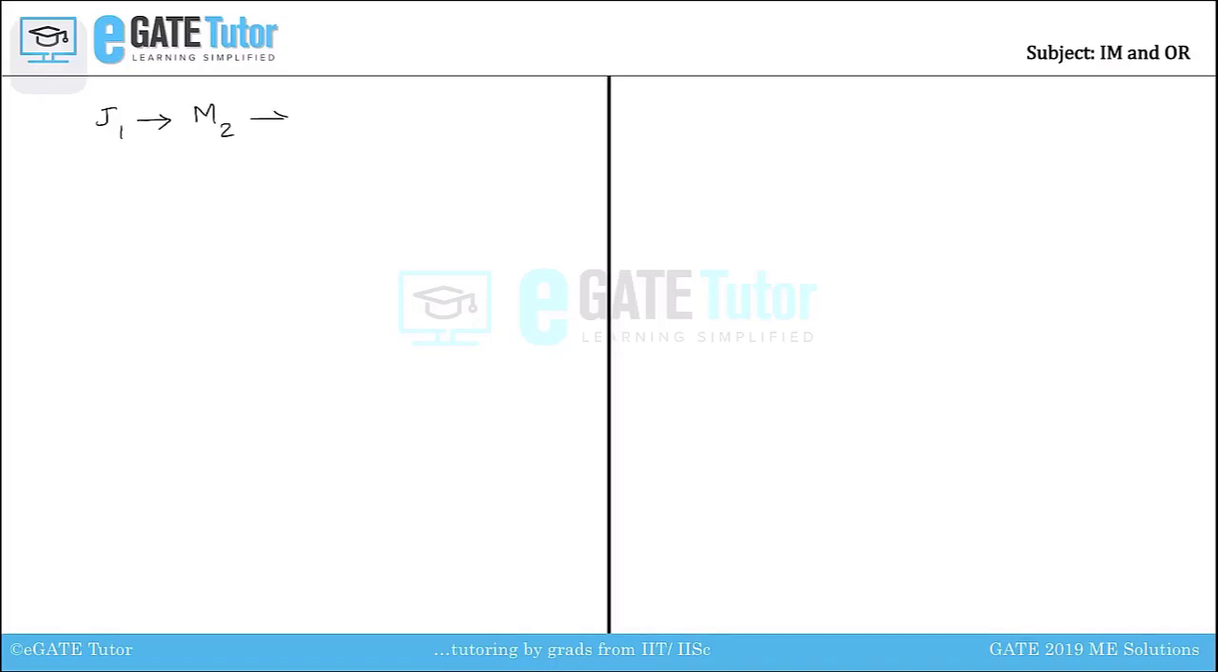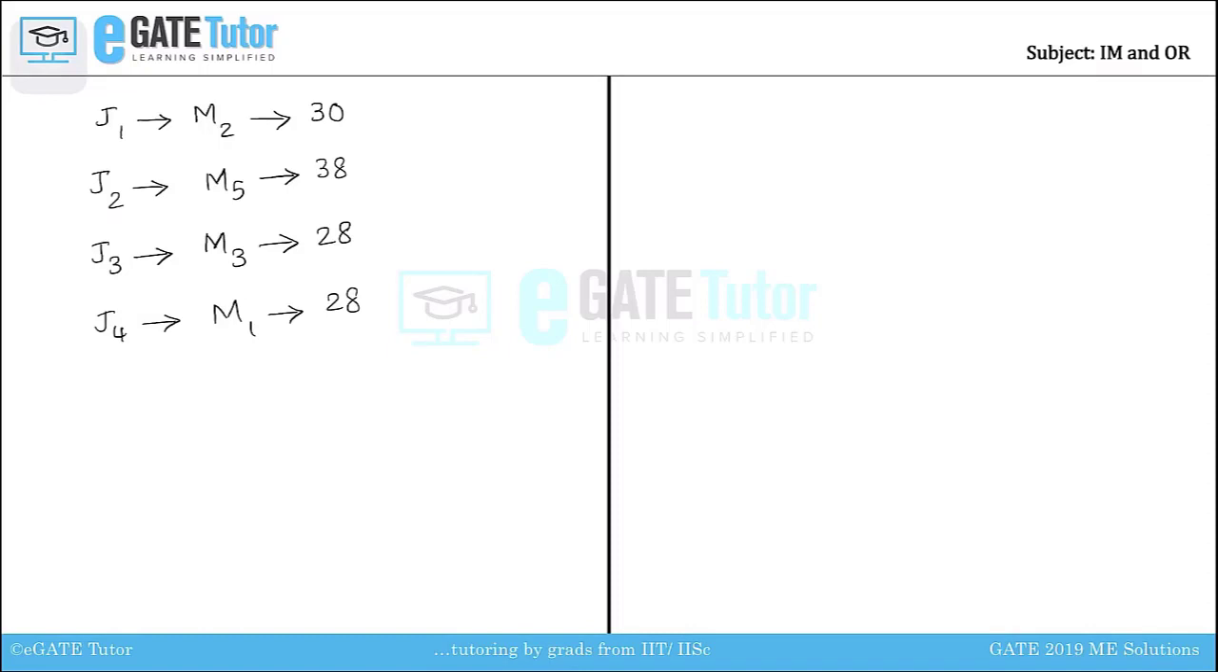Its corresponding duration from the question is 30. Job 2 is assigned to machine 5. Its corresponding duration from the given question is 38. Job 3 is assigned to machine 3 and its corresponding duration from the question is 28. Job 4 is assigned to machine 1. Its corresponding duration is 28. And job 5 is assigned with machine 4 and its corresponding duration is 22. So when you add up all the durations, we get 146 minutes.